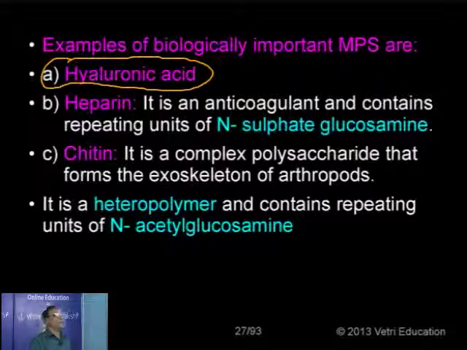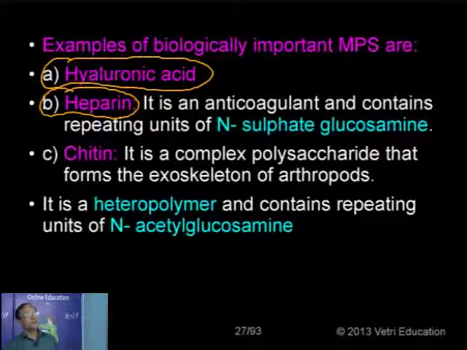Then heparin. When you hear this word heparin, you know that it is an anticoagulant. In the human body, the fluidity of the blood is maintained because of the presence of an anticoagulant, which keeps the blood always in a fluid state. That anticoagulant is nothing but heparin. It prevents the coagulation process and keeps the blood in a fluid state in human beings.